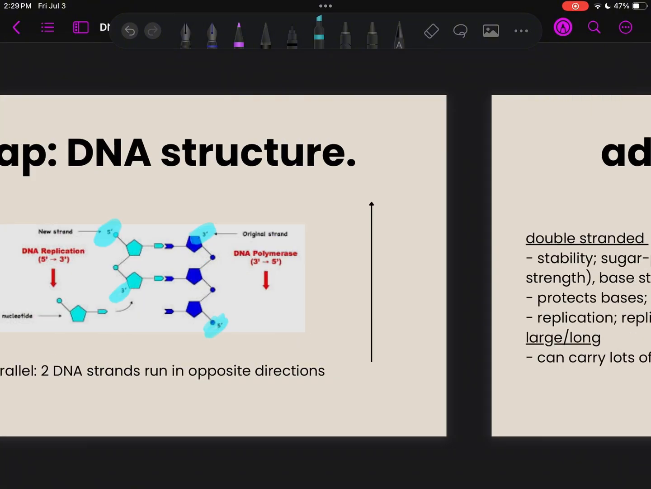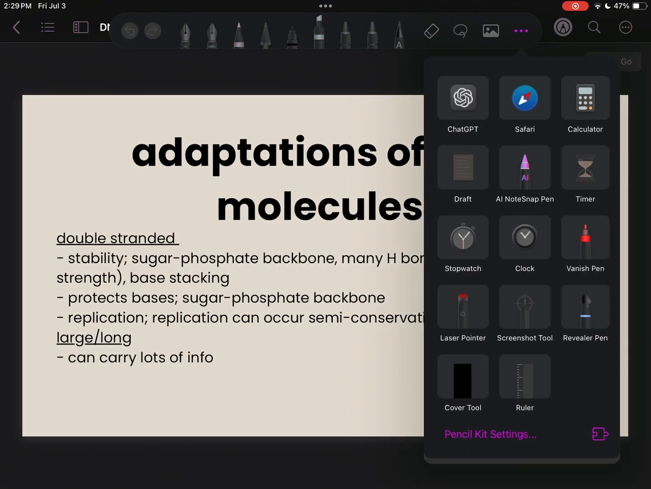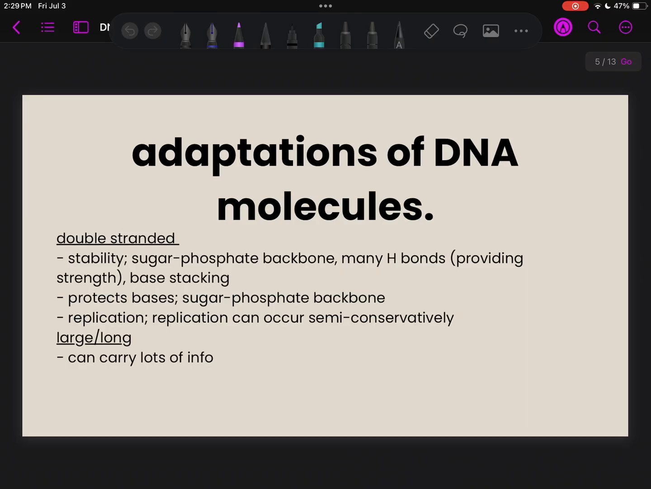Moving on, some adaptations of DNA molecules. DNA is double-stranded, and this helps because it provides stability. This is due to the sugar-phosphate backbone. There are many hydrogen bonds providing strength, and there's also base stacking, which we mentioned in the definitions. As it's double-stranded, this also protects the bases, due to the sugar-phosphate backbone. And also, as it's double-stranded, this enables replication to occur semi-conservatively.